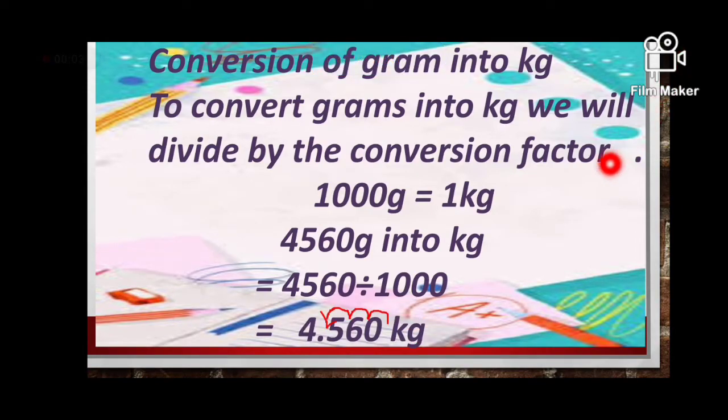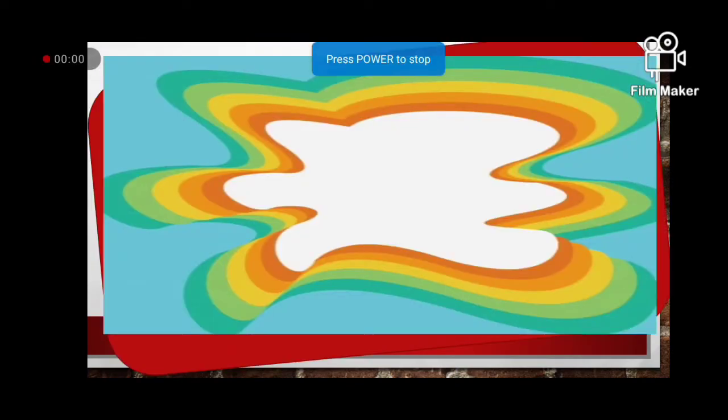How will we get this answer? Because when we divide any number by 10, 100 or 1000, the decimal moves backward. In this example, we are dividing by 1000, so the decimal moves 3 digits backward, 1, 2, 3, and the answer is 4.560 kilogram.